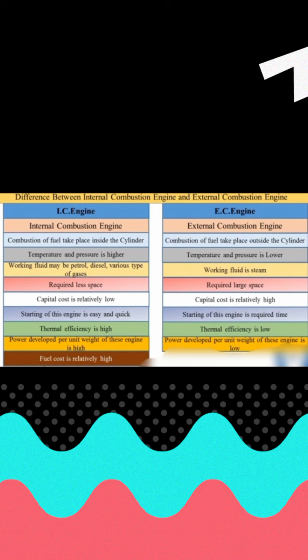And then the second column, which is the external combustion engine. Combustion of fuel takes place outside the cylinder. Temperature and pressure are lower. Working fluid is steam. Requires large space. Capital cost is relatively higher. Starting of this engine takes time. Thermal efficiency is low. Power developed per unit of this engine is low. Fuel cost is relatively low.